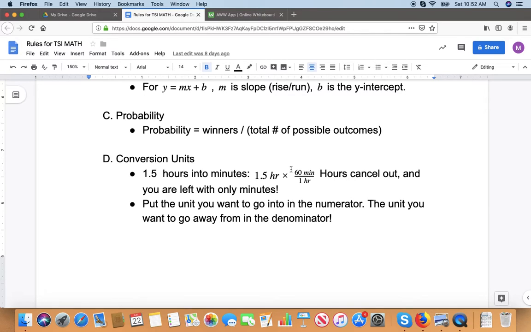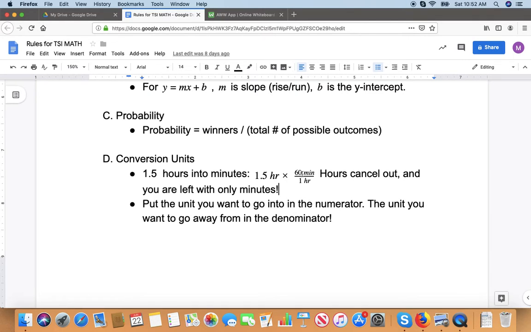The hours cancel out because, just like you can do this with numbers, if you've got the same value in the numerator as you've got in the denominator, you can cancel it out. We can do the same thing with units. I've got hours in the numerator right here, and I've got hours in the denominator right here. Those are going to cancel out, leaving me with only minutes, right? This is why conversion units work. I'm going to show you how it looks on the whiteboard here in just a moment.